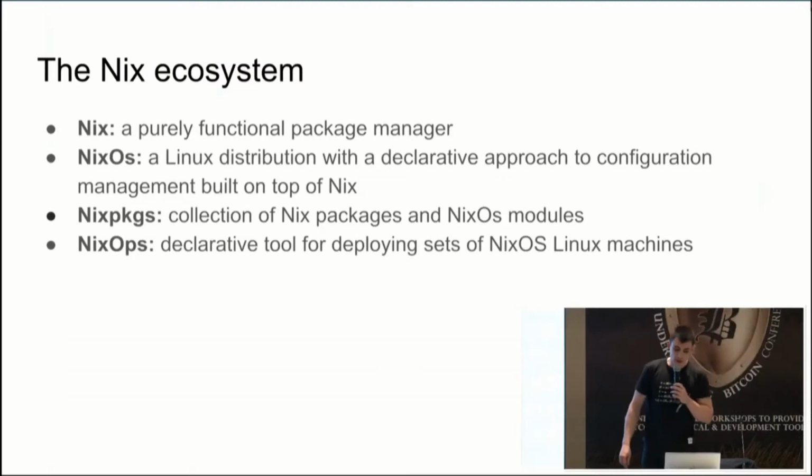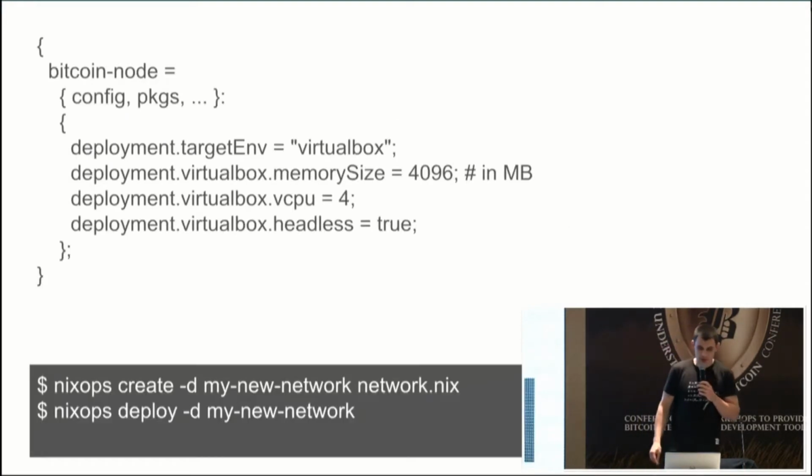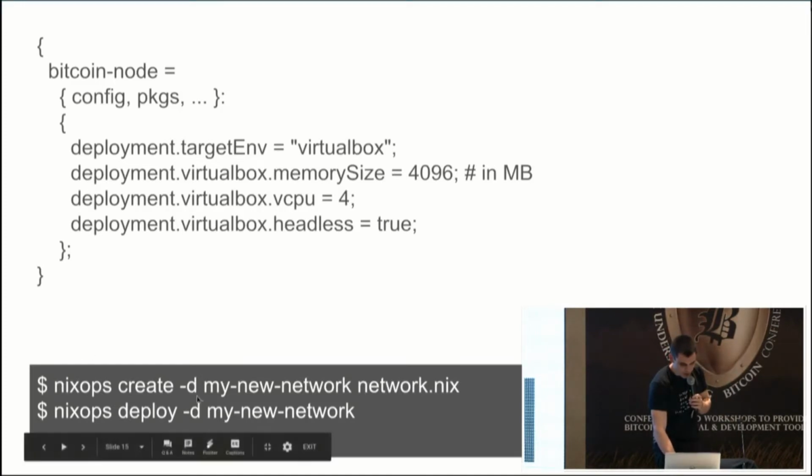And then there's NixOps, which is a declarative tool for deploying sets of NixOS Linux machines. So how this looks is this. In the Nix expression, you define your Bitcoin node as a function, taking configuration and packages, and returning a set of attributes. In this case, you want to deploy to a VirtualBox. You set how you want your system to look, and then you can create the network with this NixOps create command, and then you can deploy the network.